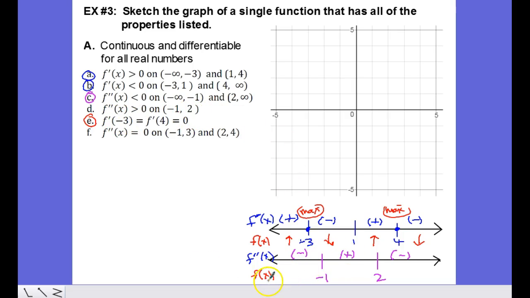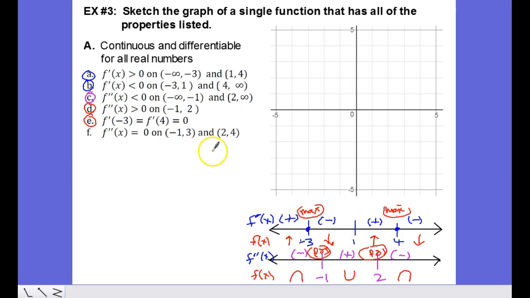And so we know that for the original function, that tells us about the concavity. So negative means concave down, positive means concave up, negative is concave down. Now lastly, they tell me that I have f double prime equal to 0 at 2 particular points, -1, 3, and 2, 4. And so that means that these are going to be points of inflection. So P, O, I. And I'm like, you know what?